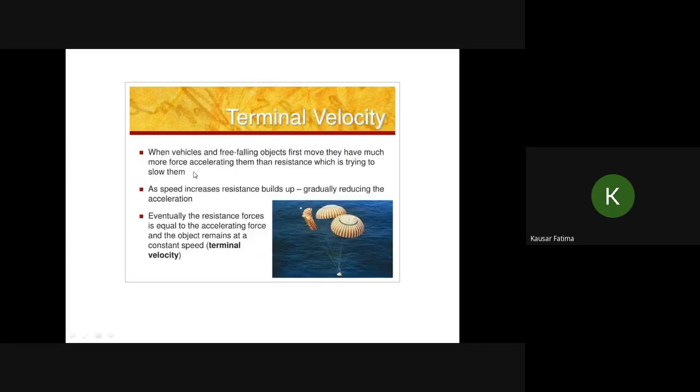Okay, so this happens with the parachutist. When the vehicles and falling objects first move, they have much more force accelerating them than the resistance which is trying to slow them. As the speed increases, resistance builds up. Resistance also increases in the opposite direction to the direction of motion, and bodies achieve terminal velocity.